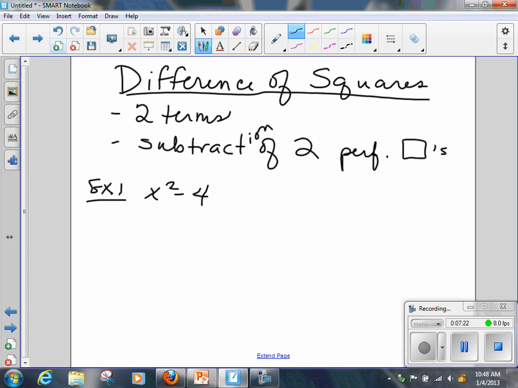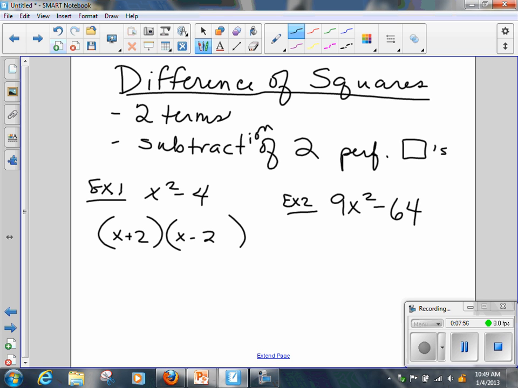x squared minus 4. I mean, that's the Algebra 1 problem right there. How you going to break that down? Come on now. What is it? I can't hear, literally. x plus 2, x minus 2. Difference of squares are the best ones. You always want to see a quiz or a test full of them because I'm like, yes, I got this. Easy. Right on? How about this one? 9x squared minus 64. Go.